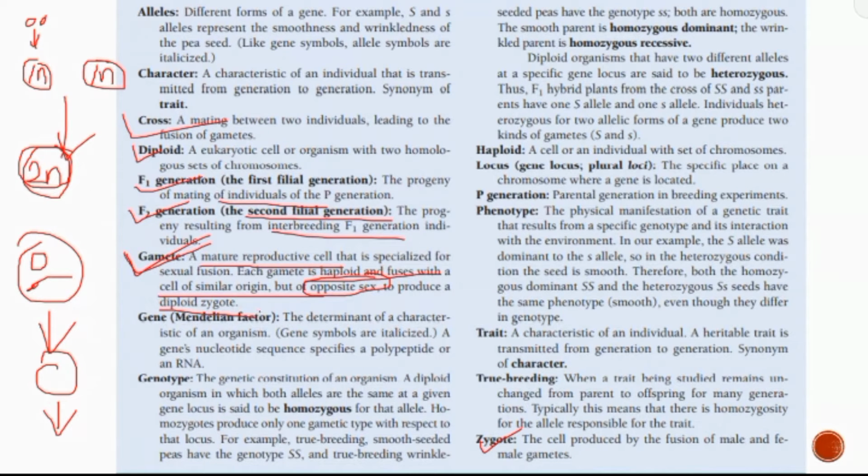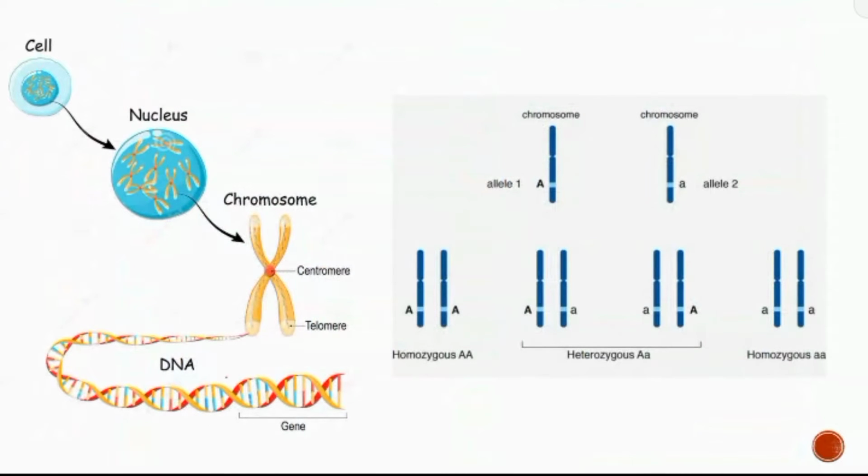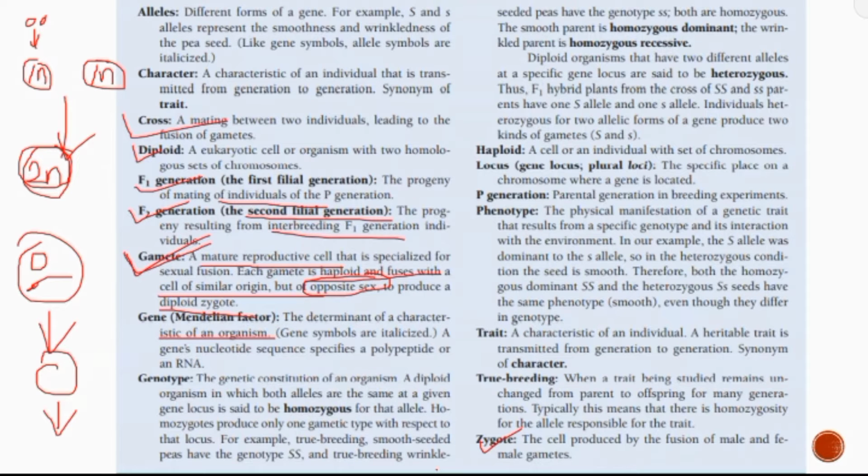Now, what is gene? That is Mendel, when he was carrying out his experiment, then he called those genes as Mendelian factors. So the gene, it is the determinant of characteristic of an organism. So a gene's nucleotide sequence specifies a polypeptide or an RNA. So we have already seen over here, the gene will be responsible for a particular character that will be present in an organism. It can be related to anything.